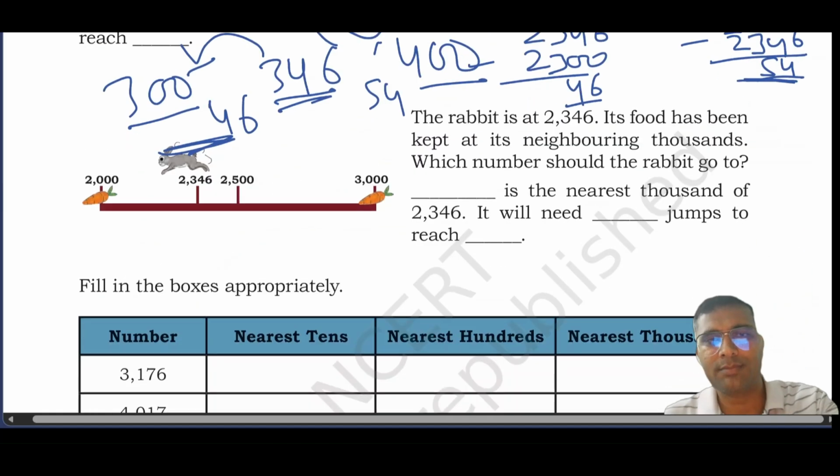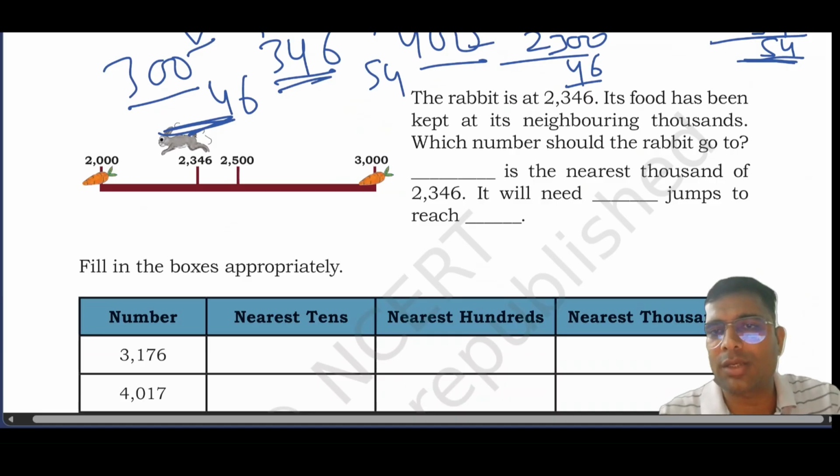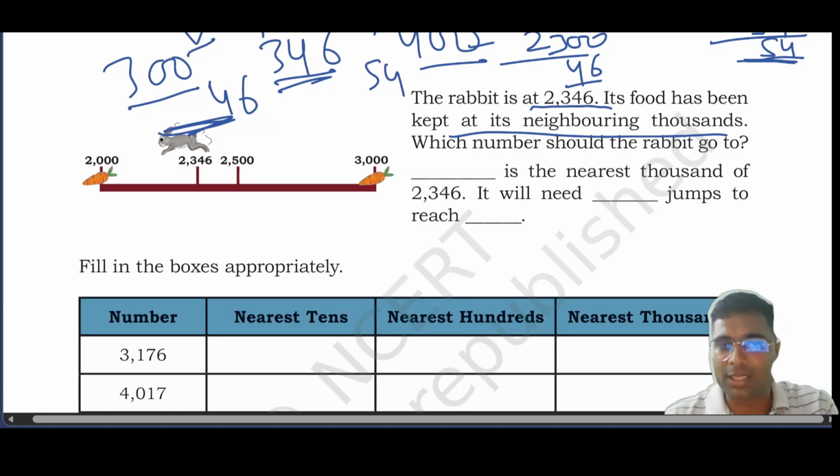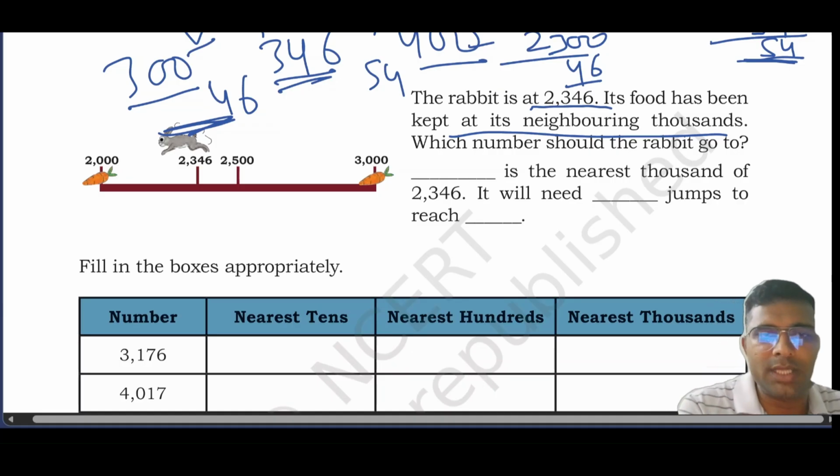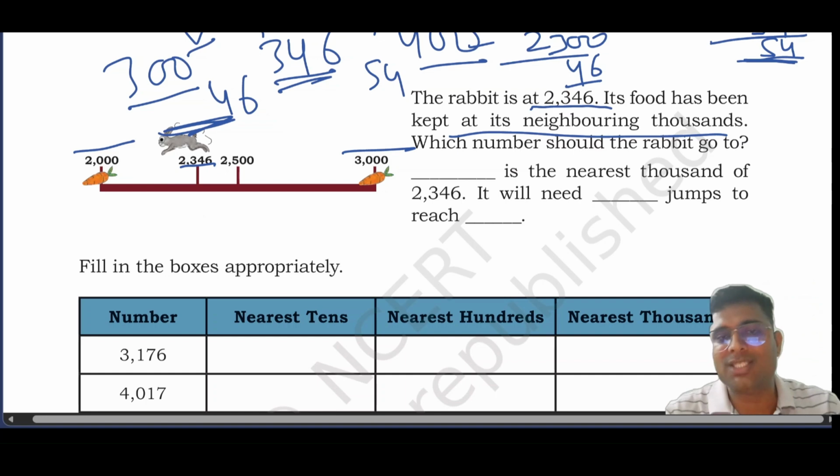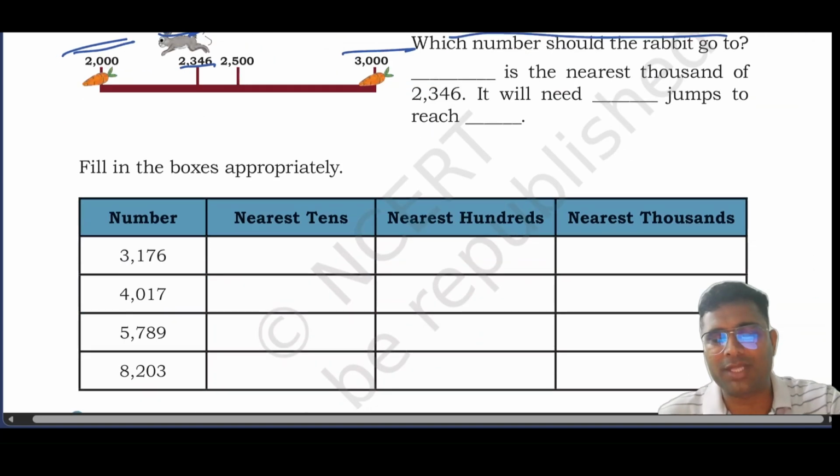The rabbit is at 2346. Food has been kept at the neighboring 1000, now at 1000. So in the same way, bachcho, you can see 2000 is more near to 2346 than 3000. So nearest 1000 is 2000. So you can fill the blanks.